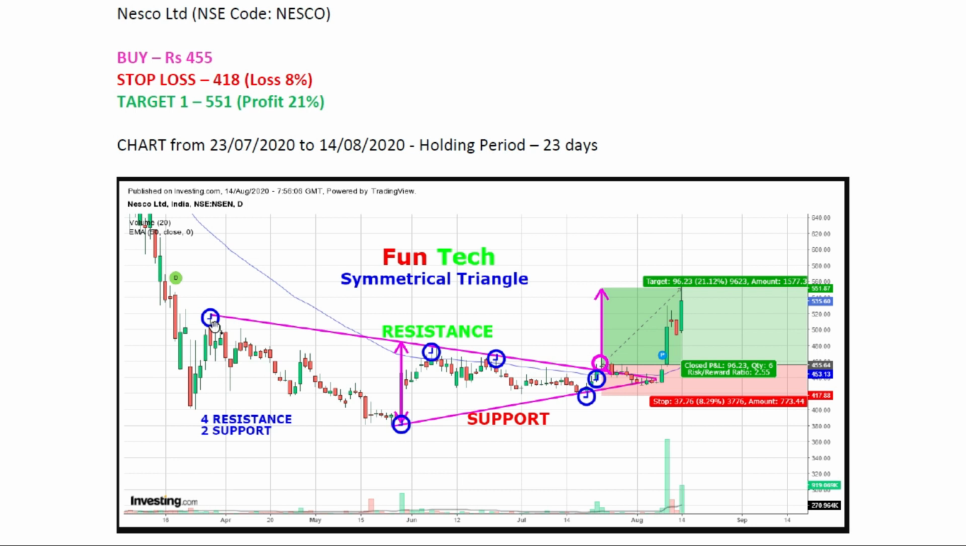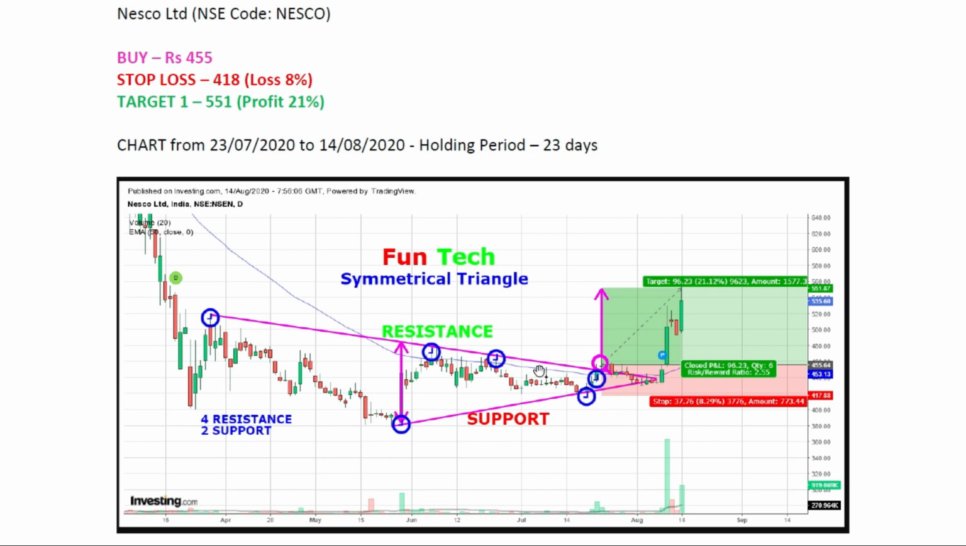Whatever we have learned so far, we need at least 5 touches, that can be 3 touches of resistance and 2 touches of support. Here, how to draw this symmetrical triangle? We need to connect the higher points as resistance, and connect the lower points as support. So this one is a symmetrical triangle. You can see how many times it touched: 1, 2, 3, 4, 5, 6. 5 times is enough, but here 6 times is more than enough.